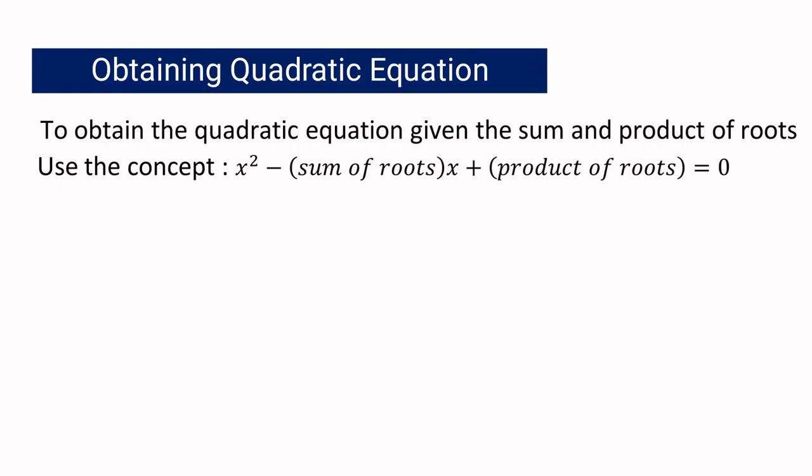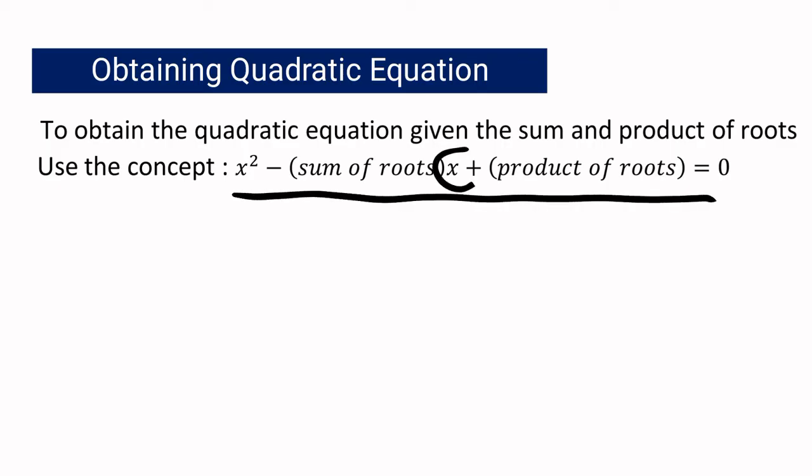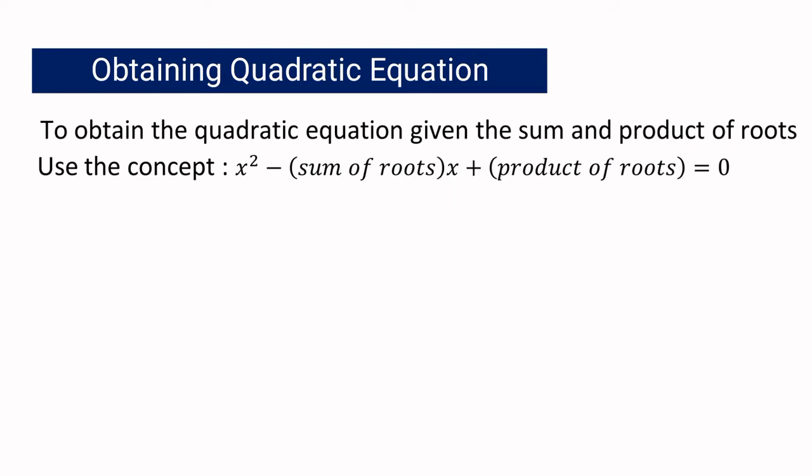Now, let us proceed in obtaining quadratic equation. To obtain the quadratic equation, given the sum and product of roots, you are going to use the concept. We have here x squared minus the sum of the roots. You need to affix the variable x and then plus product of roots equals 0. Again, we have x squared minus sum of roots with the variable x plus product of roots equals 0.